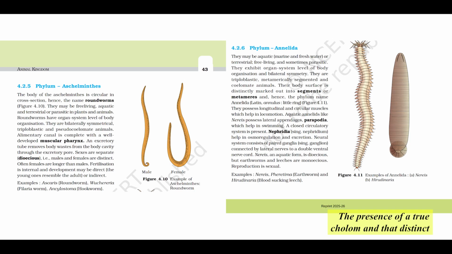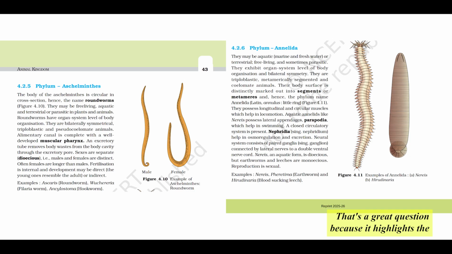The presence of a true coelom and that distinct metameric segmentation in annelids marks a major evolutionary step up. How do these two specific features working together really contribute to the success and diversity of annelids? How do they enable more complex behaviors and let them occupy different ecological roles?